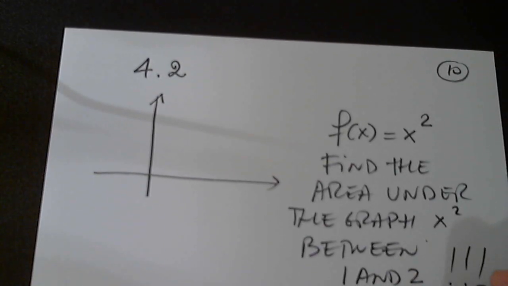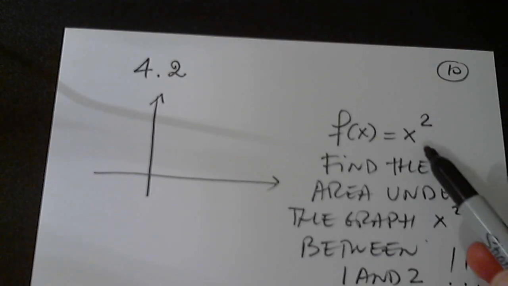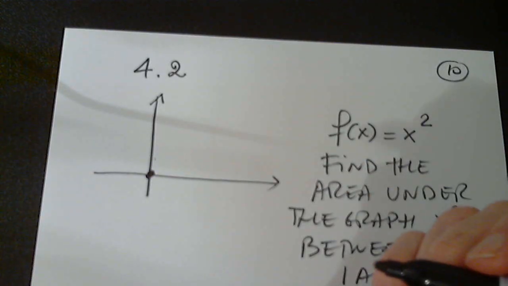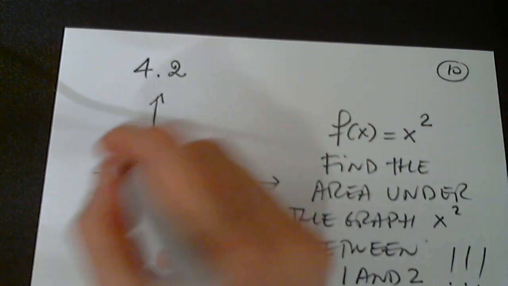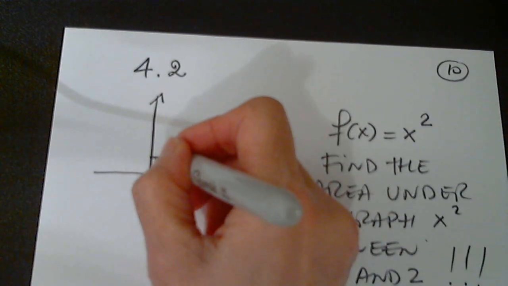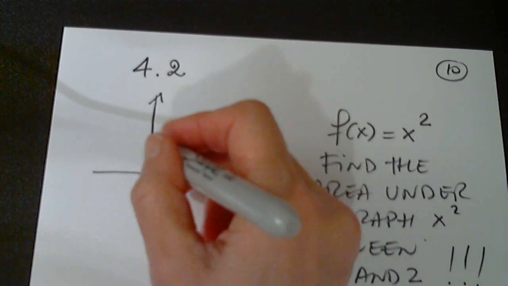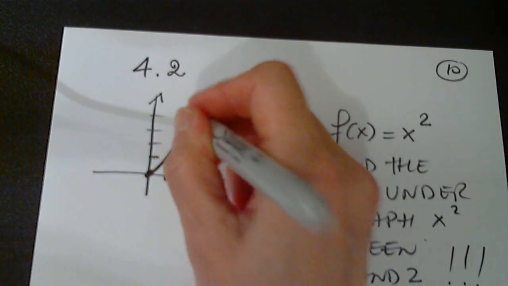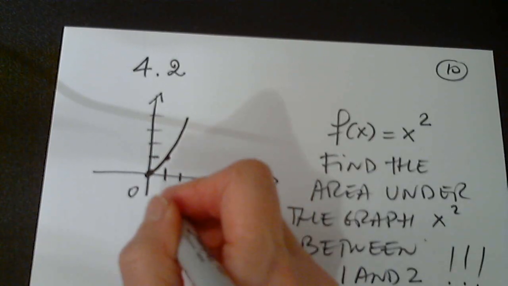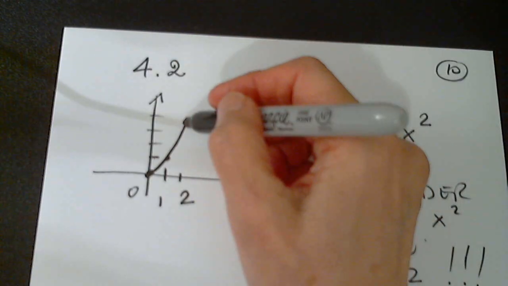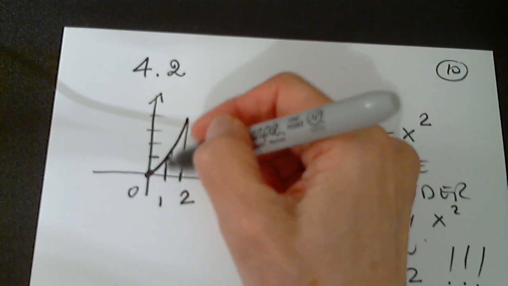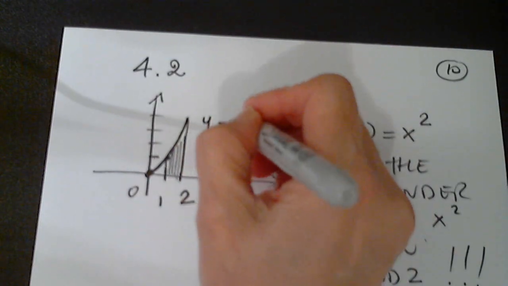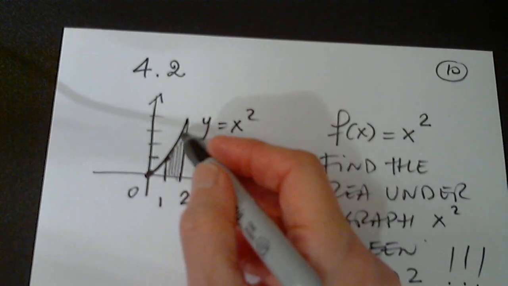So who cares? When I graph x squared, when x is 0, y is 0. When x is 1, y is 1. When x is 2, y is 4. So this is the graph between 0 and 2. I'm interested in finding this area under the graph of x squared between 1 and 2, this area.